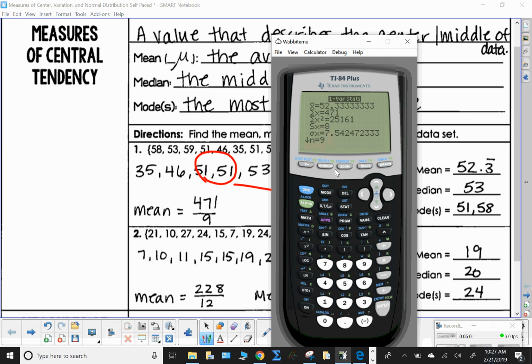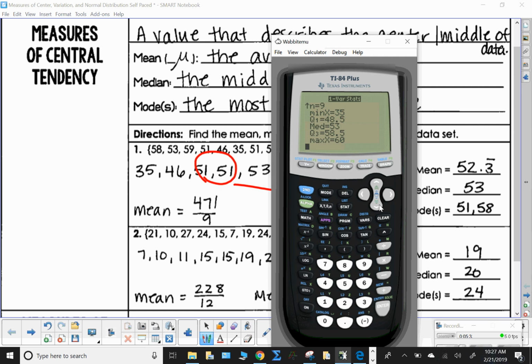There's my 9 items. And I can keep going lower. The minimum value is 35. First quartile, the median is 53. Third quartile, the maximum value. And I don't know if it tells you mode anymore. I guess not. Mode, it used to tell you mode.